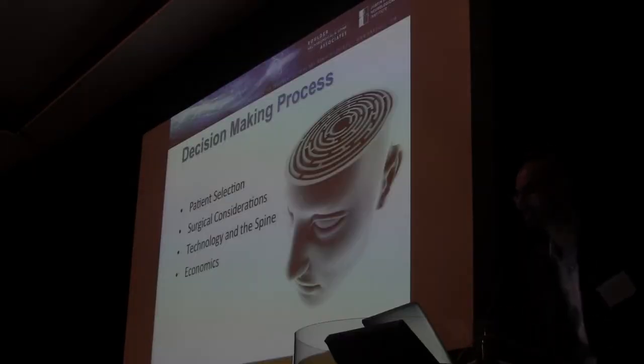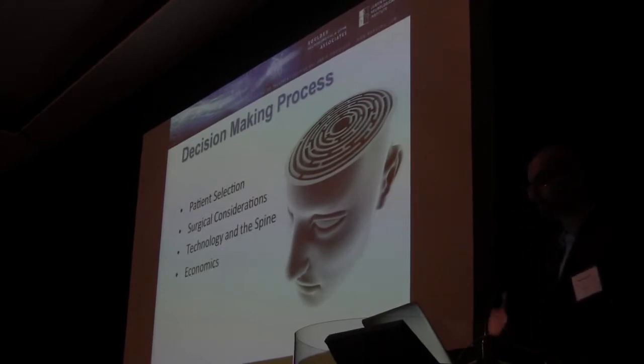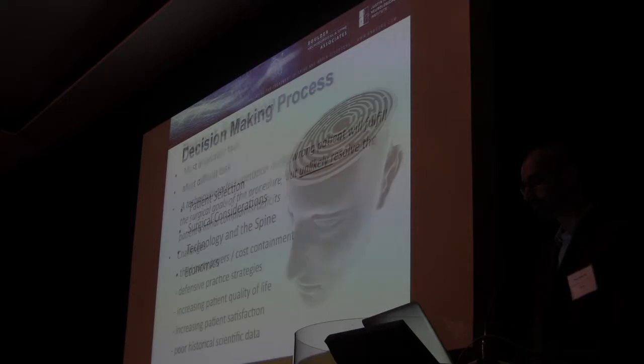The decision-making process is quite complex in terms of what we have to do. Patient selection is a big factor. Surgical considerations: what do we have in our armamentarium to approach the patient? Some of the technology in the spine. I'm not going to cover technology too much, and I'm not going to cover economics too much, but these are definitely factors now more and more starting to affect how we make our decisions and how we take care of patients, as you all know, with the healthcare changes that are going on.